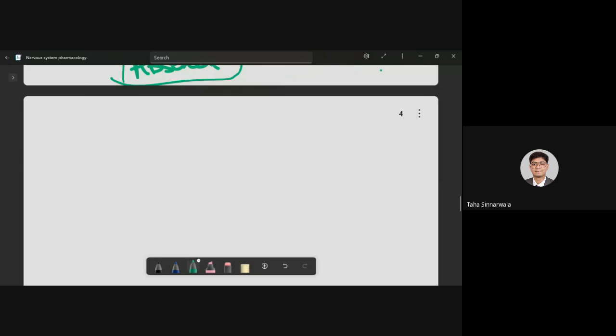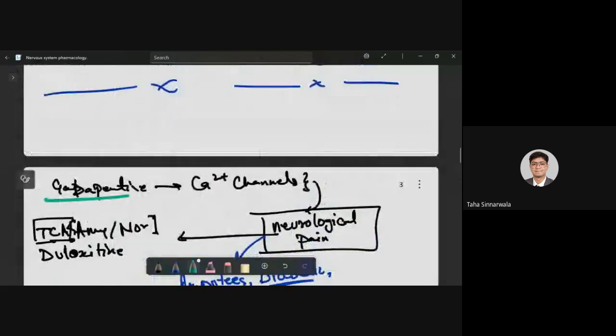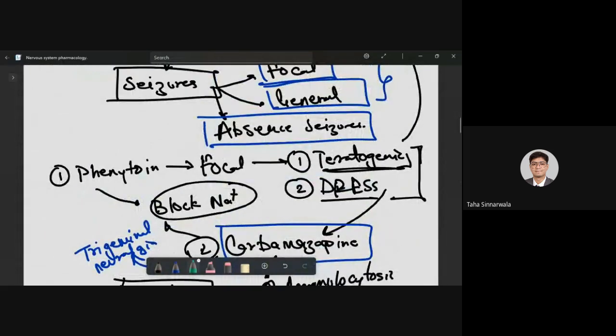So those were all the medications which are used for narrow spectrum, or the focal seizures. Can I ask a question now? Sorry, what teratogenic effect does the first one, phenytoin, cause exactly? So phenytoin. What specific teratogenic effect does it cause? Is there any specific one, or should we just know it's teratogenic?